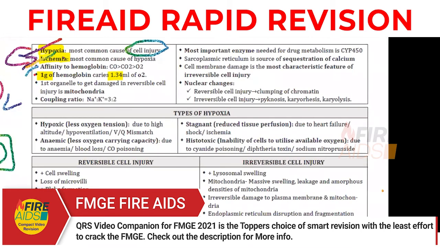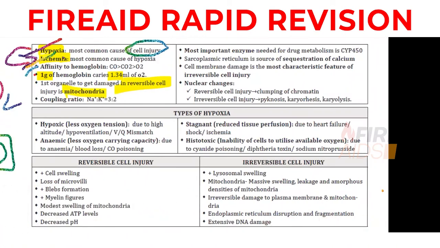Next, the first organelle to get damaged in reversible cell injury. We'll be talking about reversible and irreversible cell injury later, but anyway, we have to read these points. It is mitochondria. The first organelle to get damaged in reversible cell injury is mitochondria. There's something called the coupling ratio, that is the sodium to potassium ratio, that is 3:2. For depolarization to occur, 3 sodium and 2 potassium move. The entering and leaving point in a cell is called the sodium potassium pump. So the coupling ratio is 3:2.